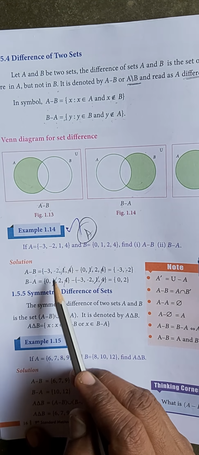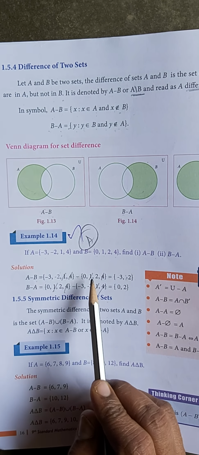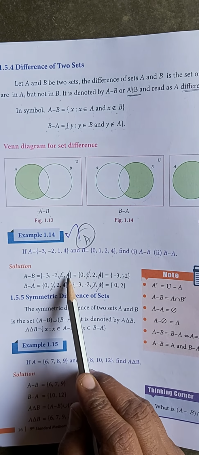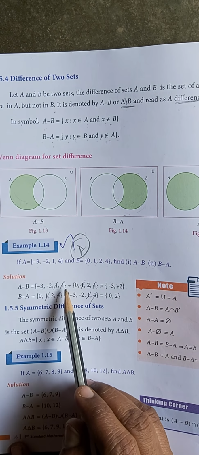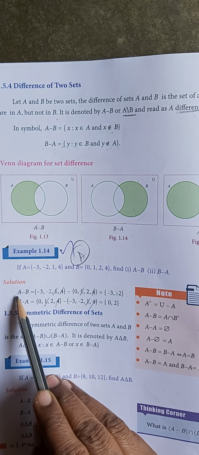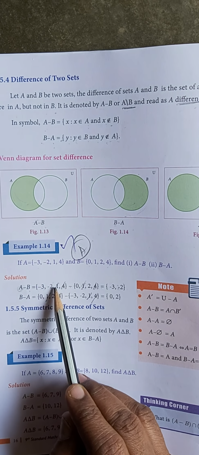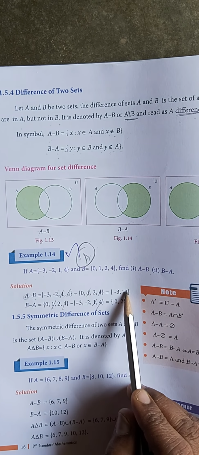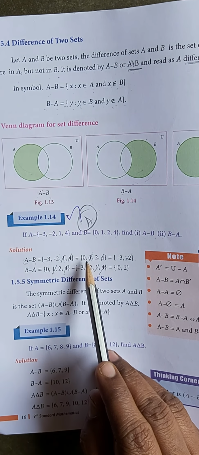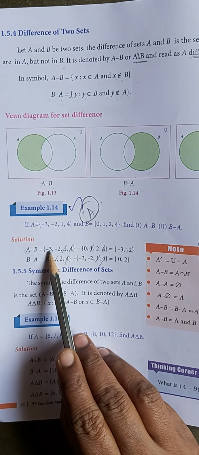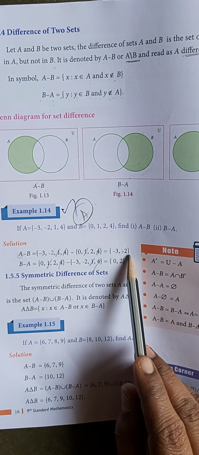Now subtract. Here -3 but here not have. Here -2 but here not have. Here 1, here also 1, so I strike it out. Here 4, here also 4, I strike it out. Now, what is the balance of the A set? Whatever numbers remain from the first set, you write them as the answer. Here 0 is in B, you don't write it. Only the remaining values of the first set are written, so -3, -2.